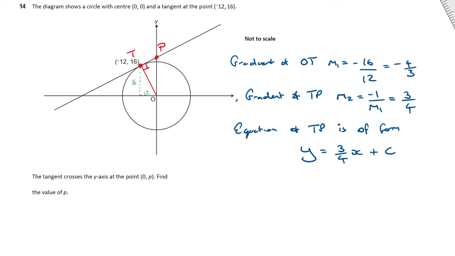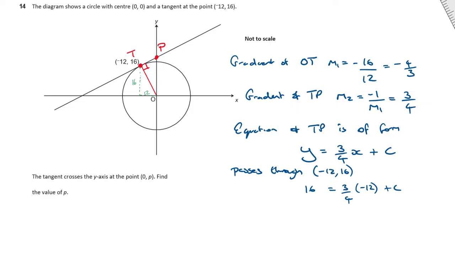Okay, now we don't know c yet, but we do know that it passes through the point minus 12, 16. So if we sub those two values into the equation, 16 equals 3/4 of minus 12 plus c, then that just leaves us c as the only thing that we don't know.